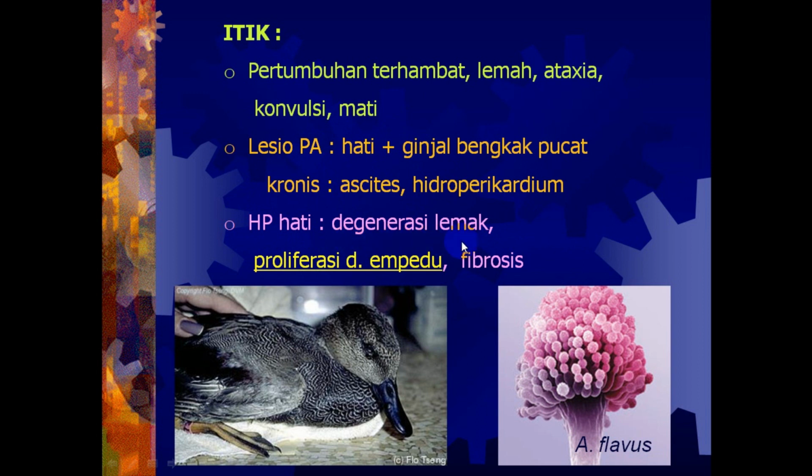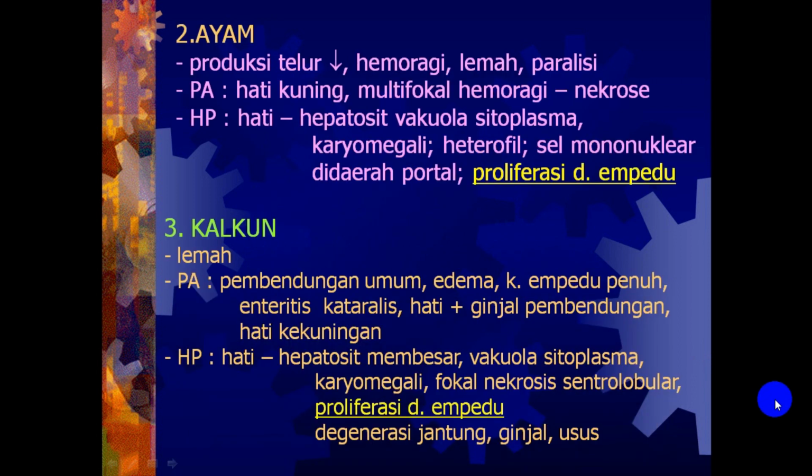Histopathologically, in the acute case, there will be fatty changes or fatty degeneration. However, in chronic cases of aflatoxicosis in chicken, we usually find proliferation of bile duct along with fibrosis. Chicken is more resistant to aflatoxins compared with ducks and also turkeys. However, in cases of high contamination of aflatoxin in the feed, chicken also can be affected.